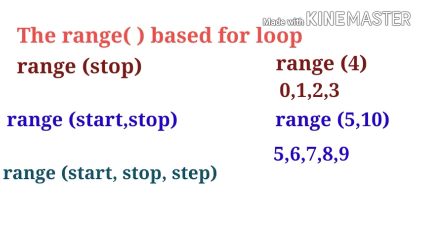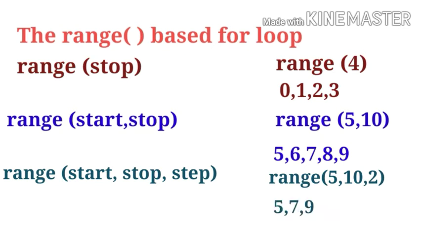Third one is range(start, stop, step). It takes the elements from start to stop minus 1, incrementing by step. For example, range(5, 10, 2) gives the values as 5, 7, 9.